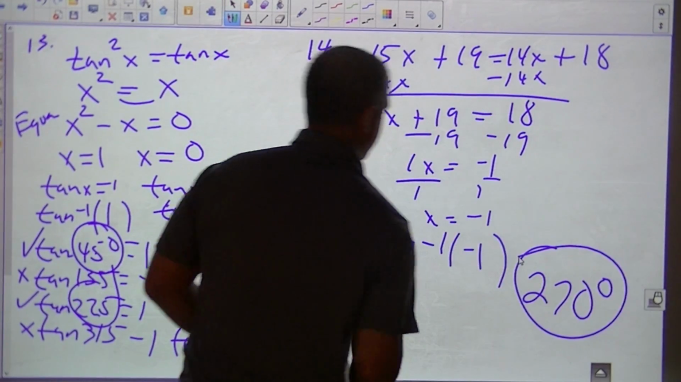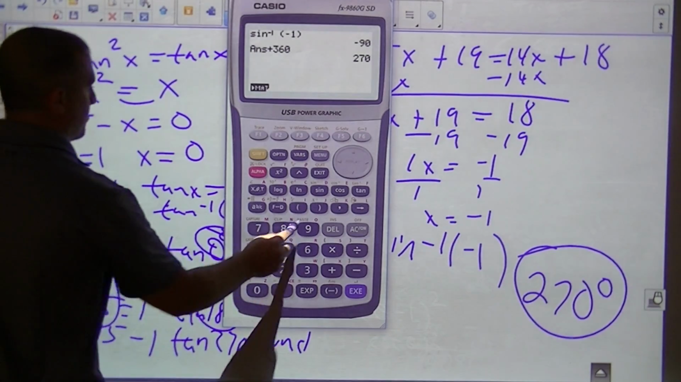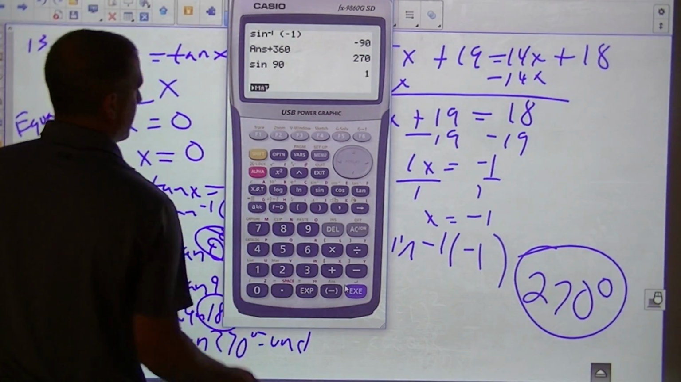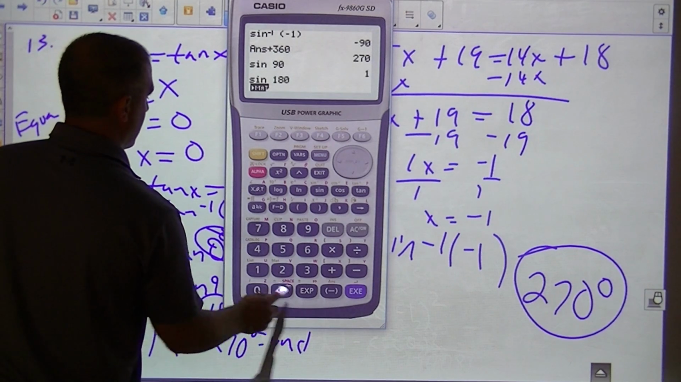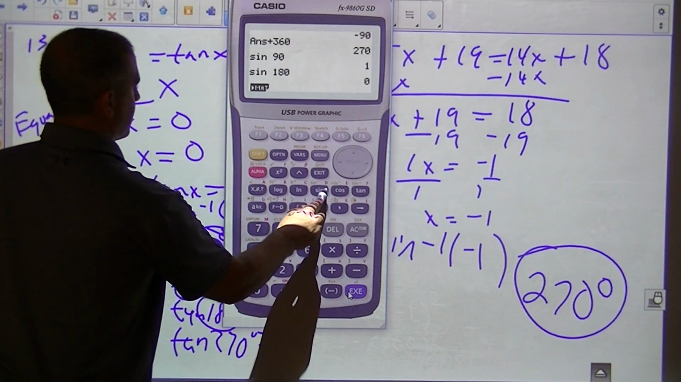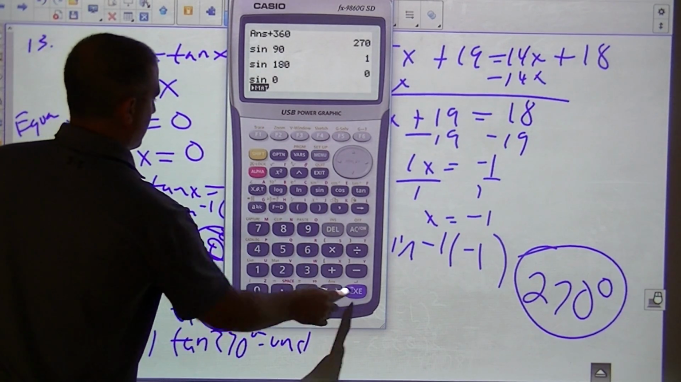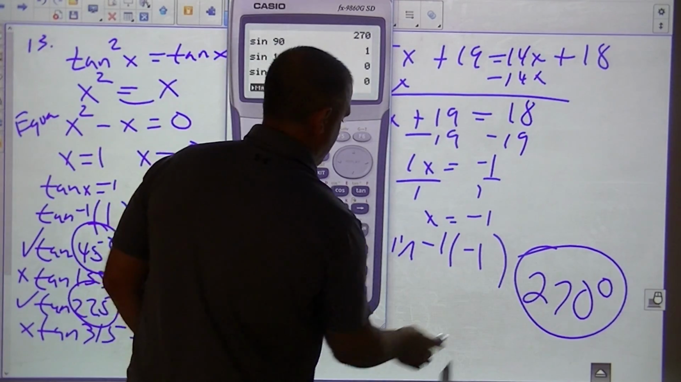Okay, it's the first one. My video's got to wrap up. This bell's about to ring. Sine of 90 is 1. Sine of 180 is 0. And the sine of 0 is 0. So the only one that worked there was 270.